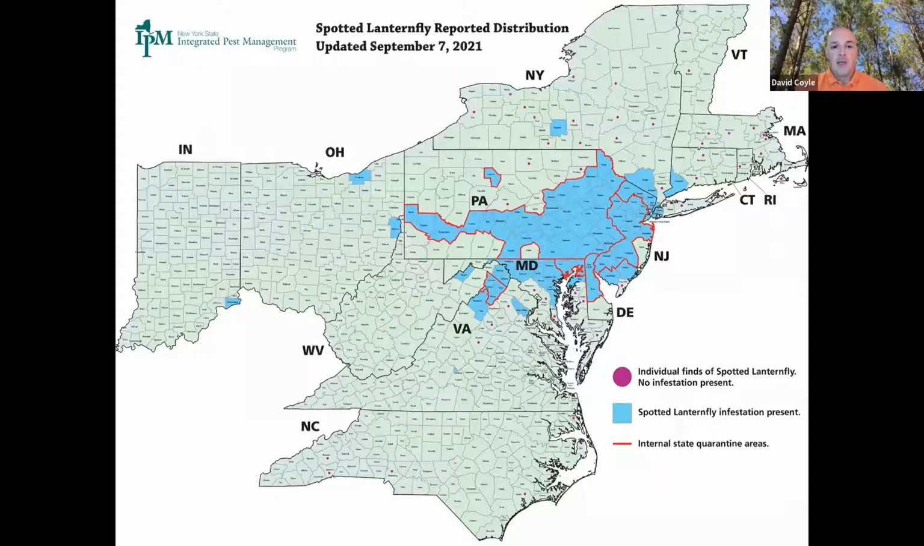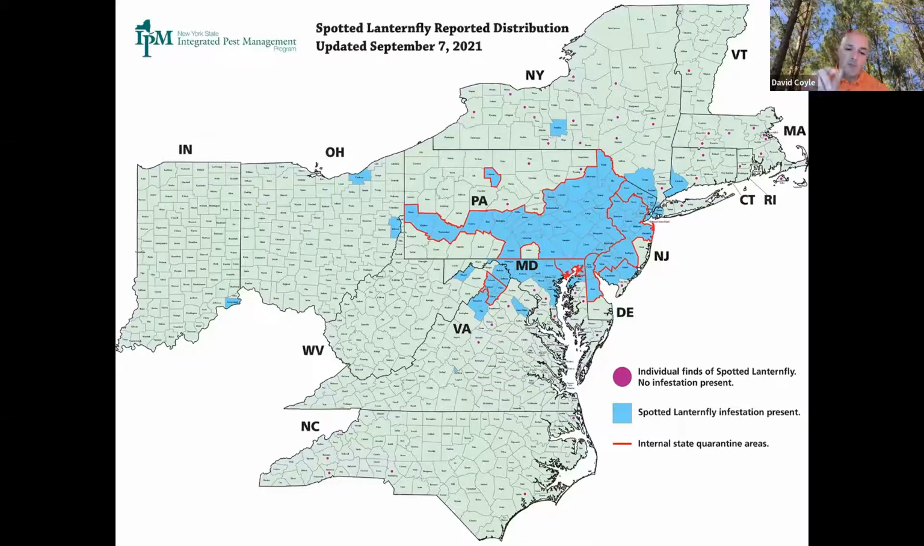Here's your current distribution for spotted lanternfly. Unfortunately, that blip in northern Ohio just appeared last week. That's right up by Cleveland. And earlier this year, populations were found in Indiana. Long story short, this thing is getting moved around. It is not a strong flyer. It is a very capable hitchhiker, and that is very likely how this thing is moving around.